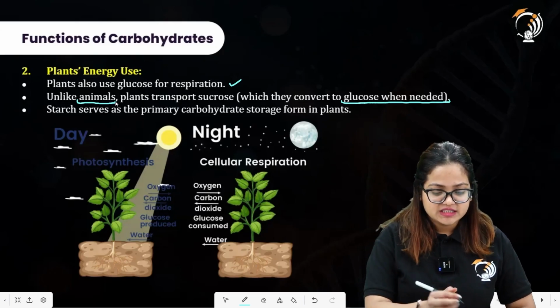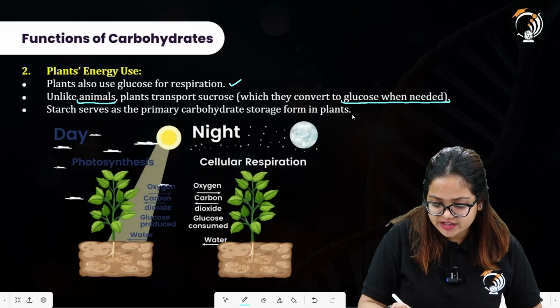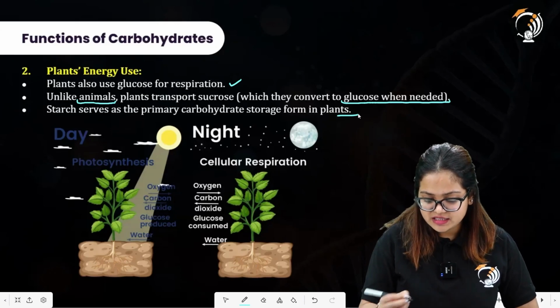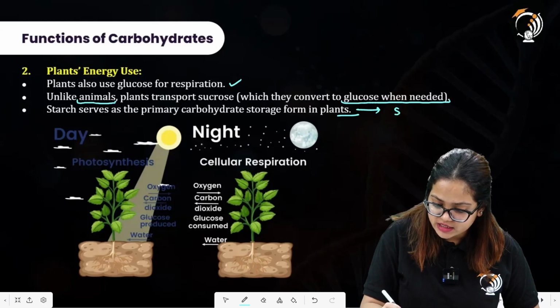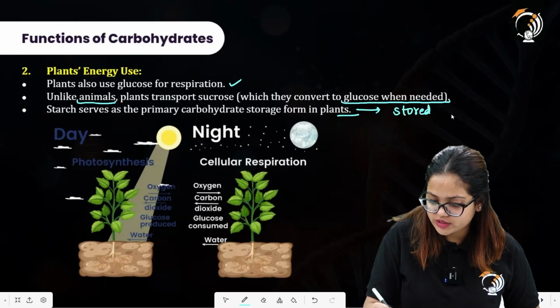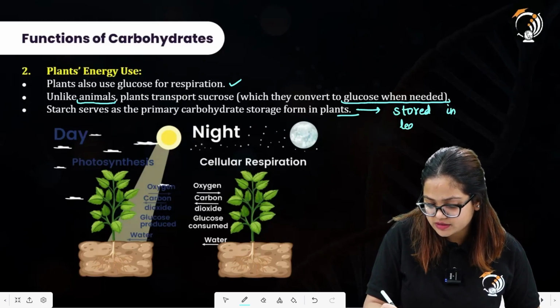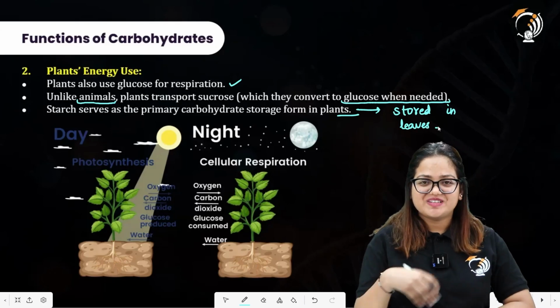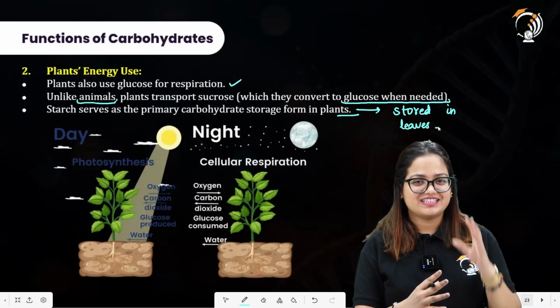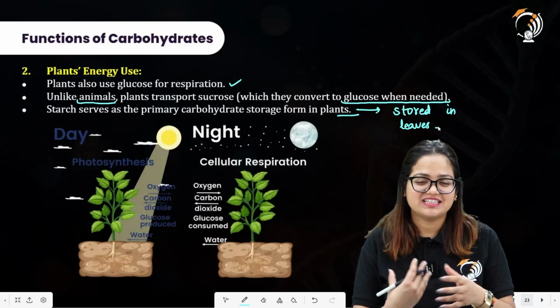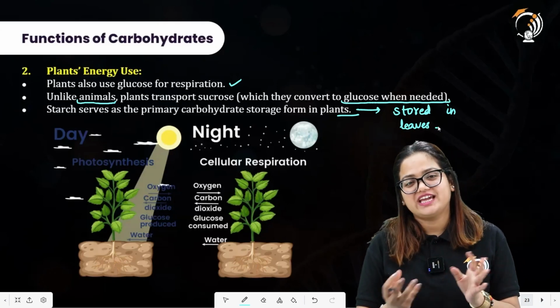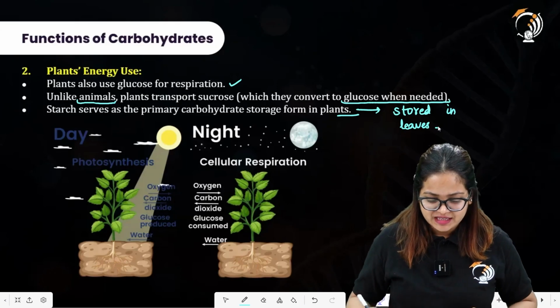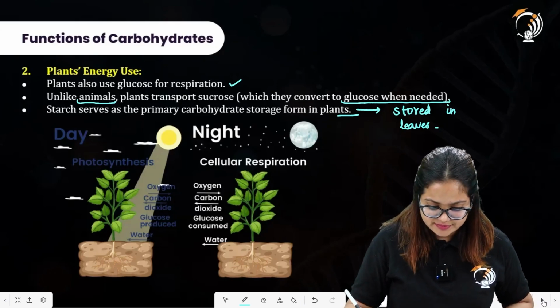All right. Starch serves as the primary carbohydrate storage form in plants, and it is stored in the leaves of the plant. We will also have a discussion about the starch test as well. That is the iodine test that is used to test the presence of starch in any food component.